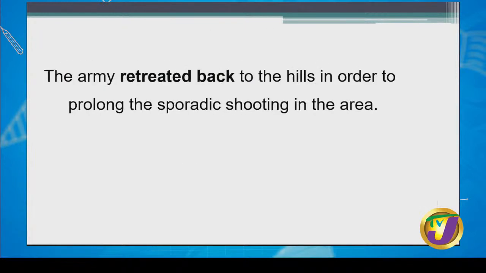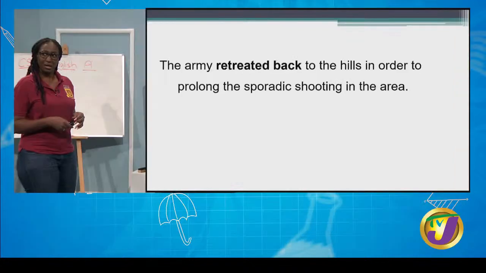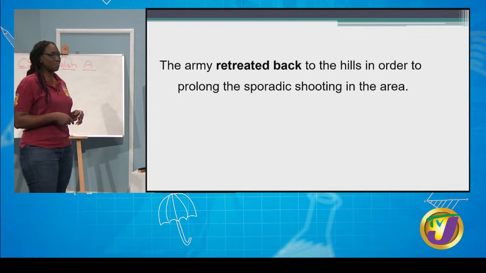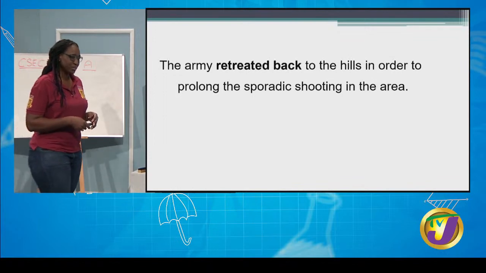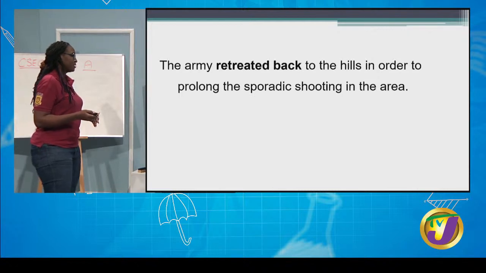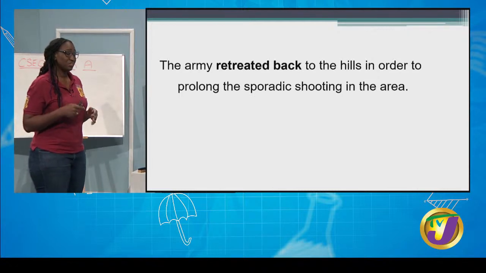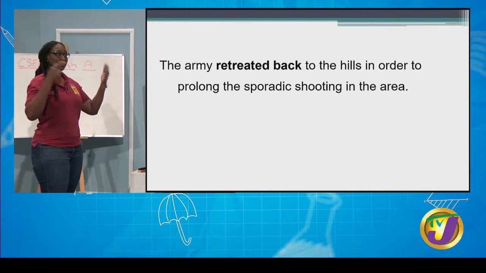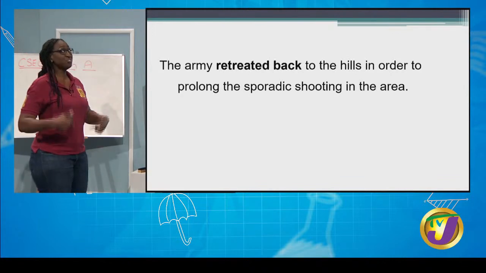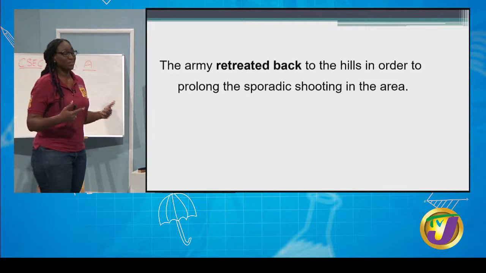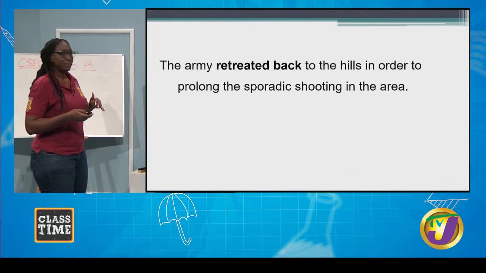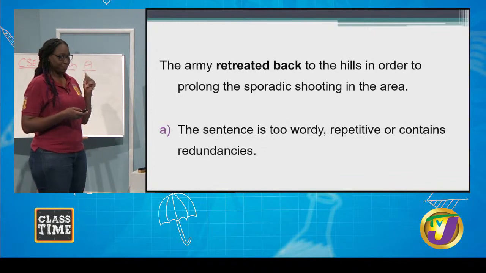So the part that is highlighted, retreated back. What is wrong with saying retreated back? What kind of error is that, class? Talk to me. Yes, you're right. So it is redundant because if you retreat, you're already moving back. So you don't need to put back with it again. You can't retreat forward or sideways. So once you're retreating, you're already moving back. All right, so keep that in mind. Same thing of a reverse back too.